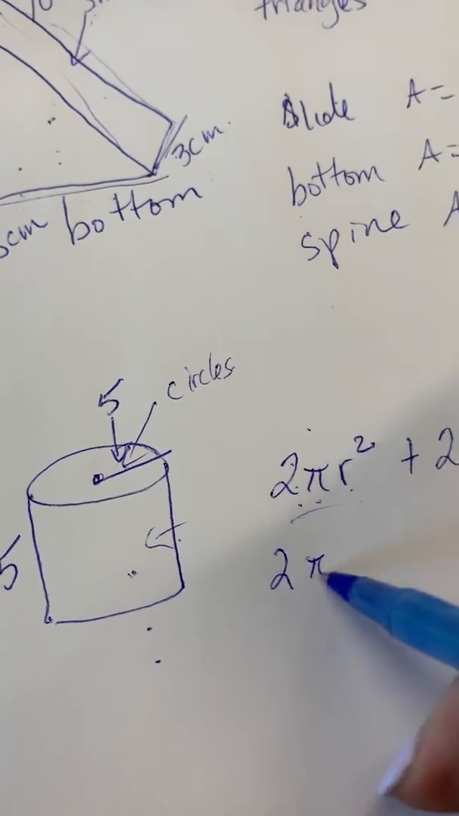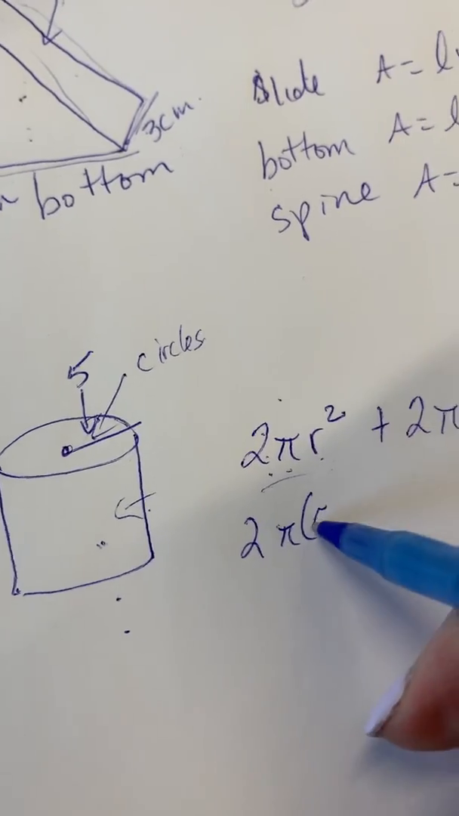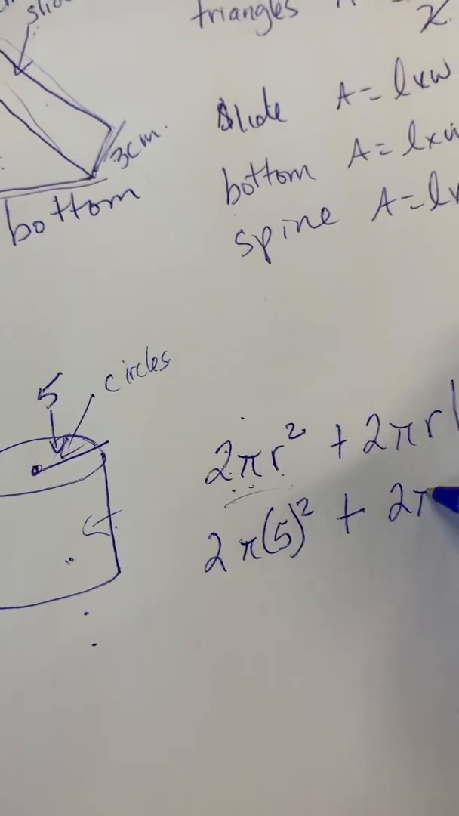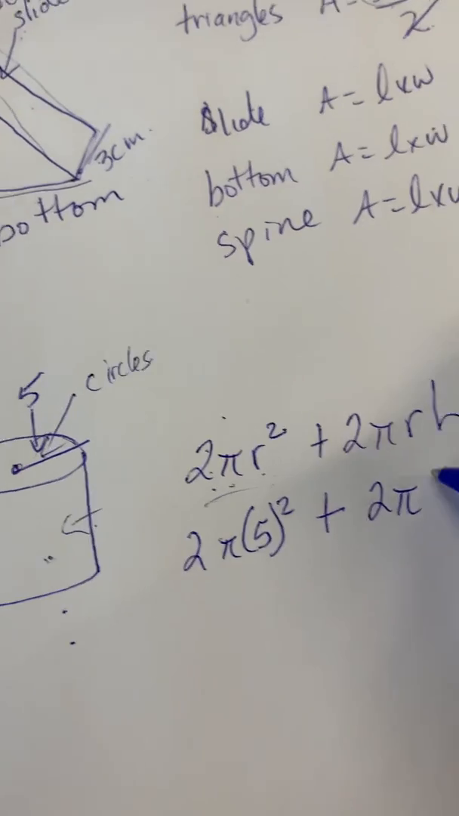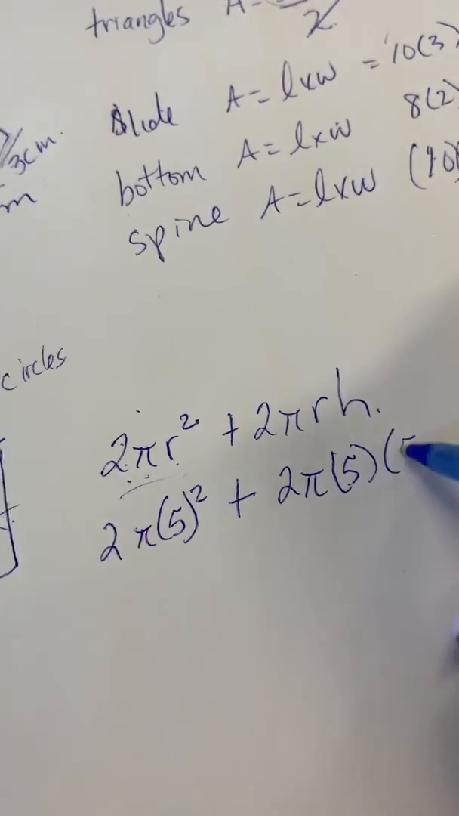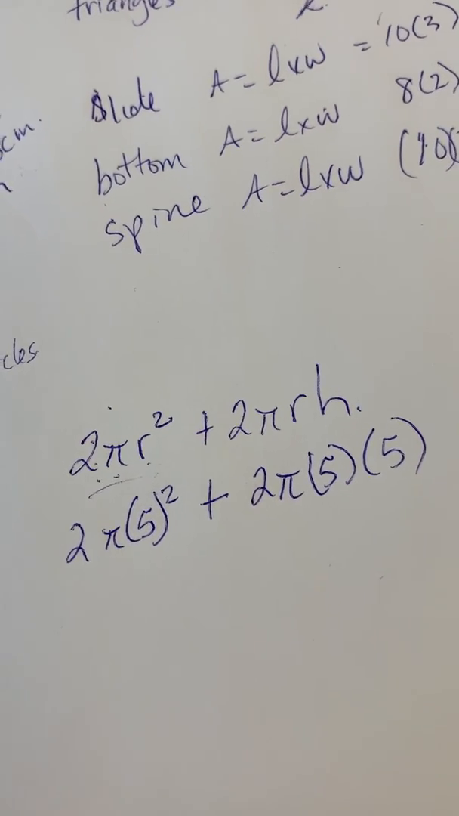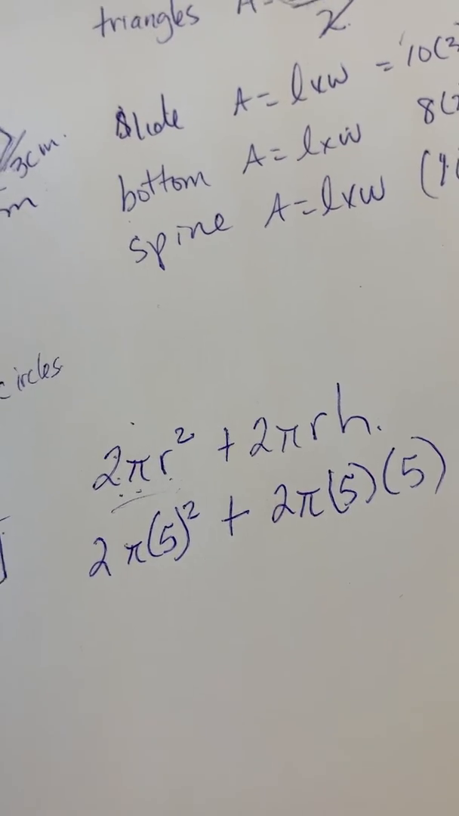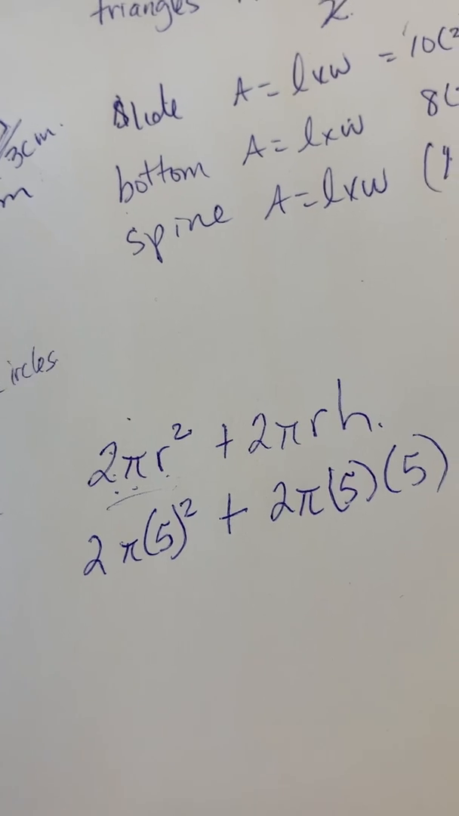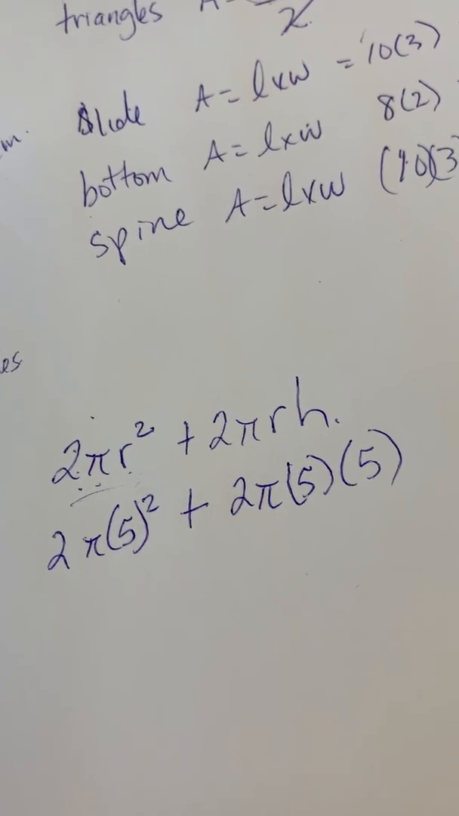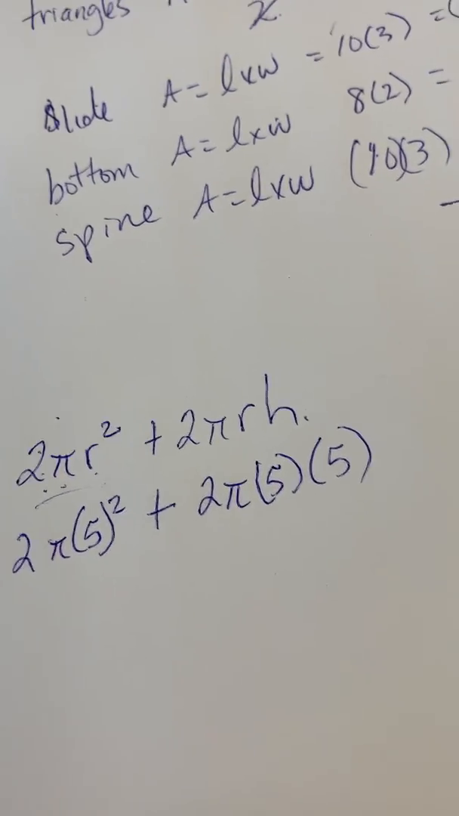I always rewrite my formula and I fill in my variables, 2 pi, and then the radius is 5, and the height is also 5. So now I'm going to go through and I'm going to figure this out. And many of you have a pi button on your calculator. Feel free to use that. Okay, I'm old school, so I usually type in 3.14, which works too. Maybe I'm dating myself here.